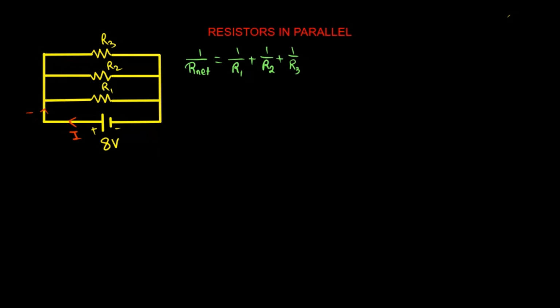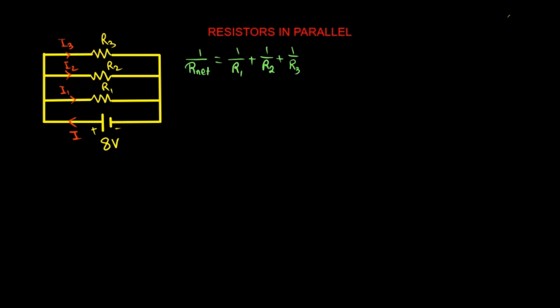Now, we will assume that the current passing through this resistor R1 is I1, this one is I2, and the current corresponding to R3 is I3.